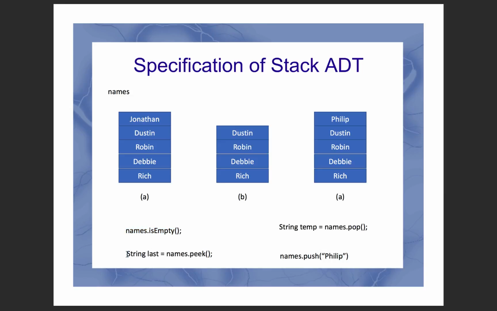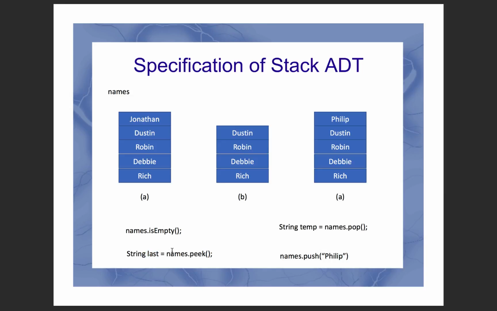Now the second one is calling the names.peek method. We have learned in the previous slide that the peek method returns the top element of the stack. So what is the top element of the stack? The top element is Jonathan. So when we call names.peek, that should return Jonathan, and Jonathan will be assigned to the last variable.